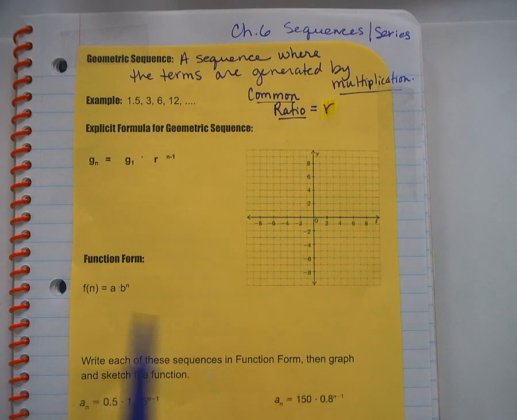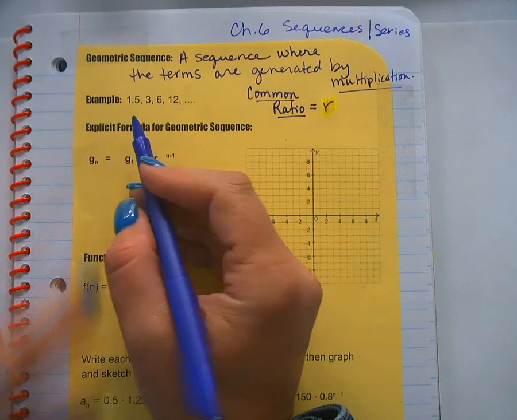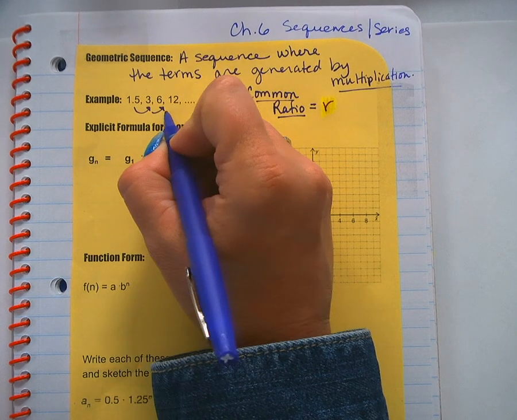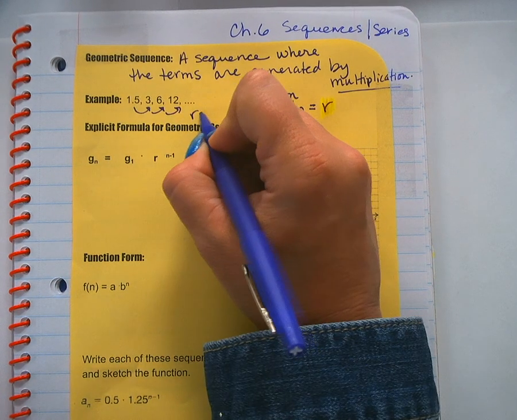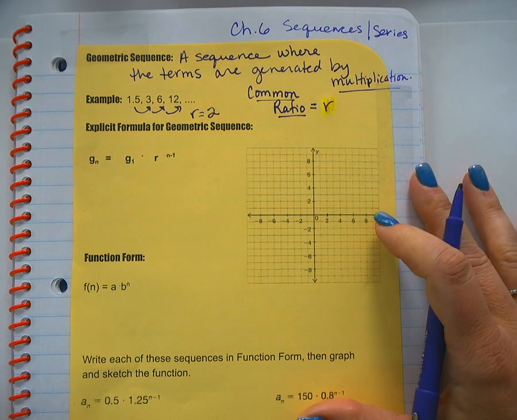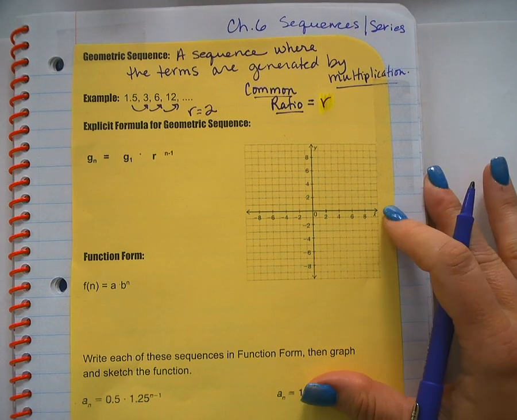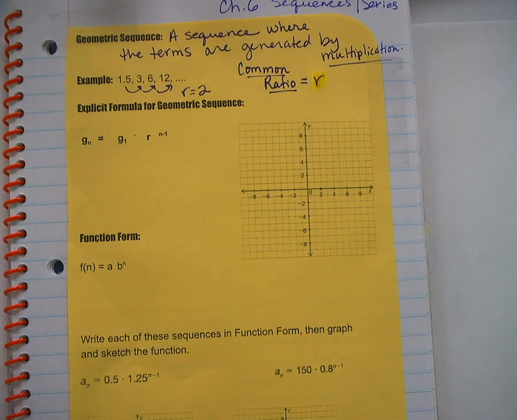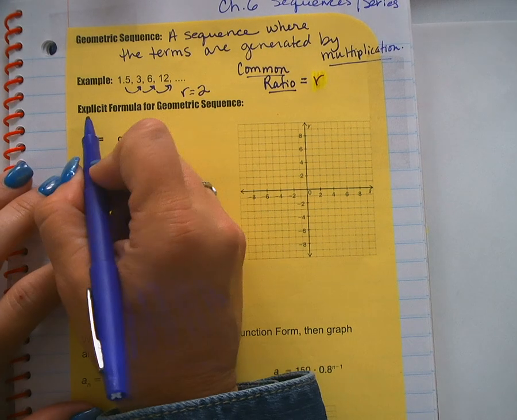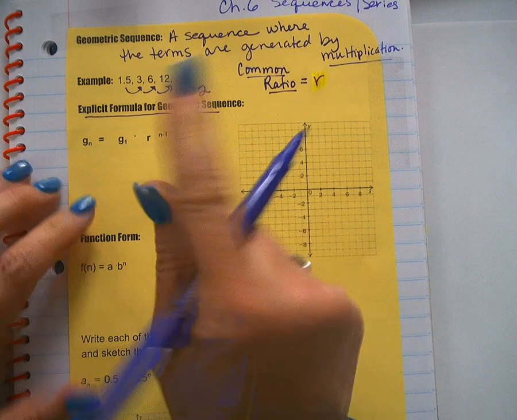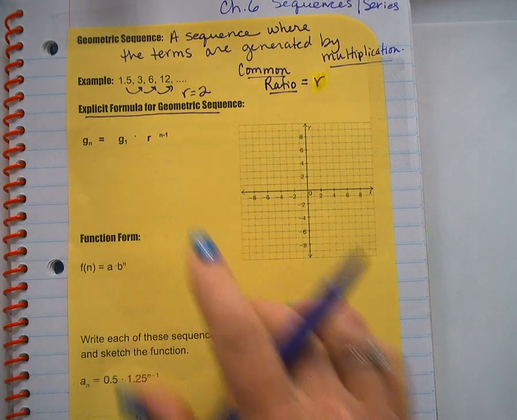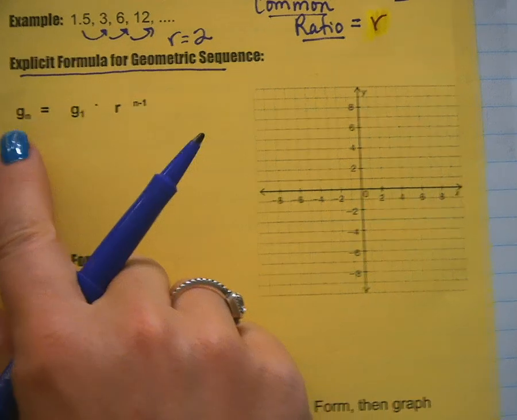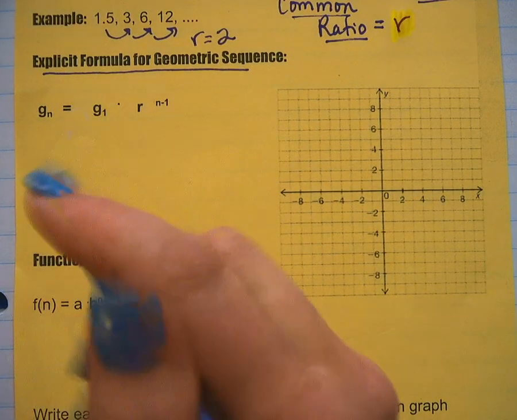So here's an example. We look at what we are multiplying by each time here. So our R value here is 2 because we're doubling. So we've got a couple different ways to express a sequence. The first is what's called the explicit formula for a geometric sequence. And this is the notation. So second hour saw this before, 7th hour, this is new to you guys.